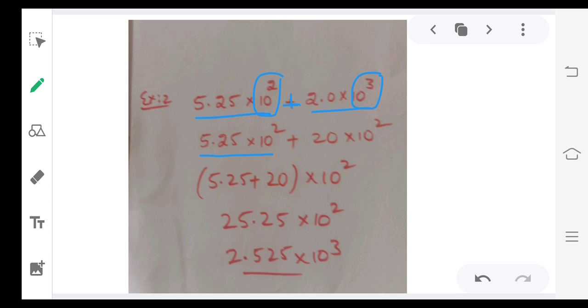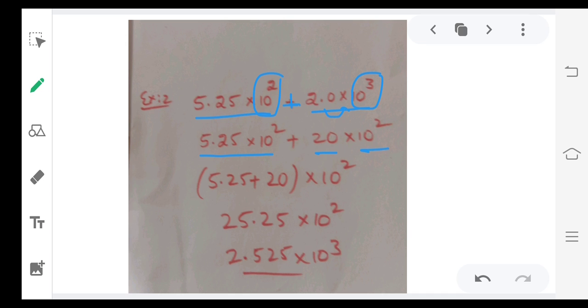What I did, I have reduced the power from 3 to 2, meaning 1 unit I have reduced from the exponential form. When the power is reduced by 1 unit, then this decimal point you have to move towards the right side. So remember, power is reducing means the decimal point will move towards the right side. Power is increasing means the decimal point moves towards the left side. So we got 20 into 10 power 2.